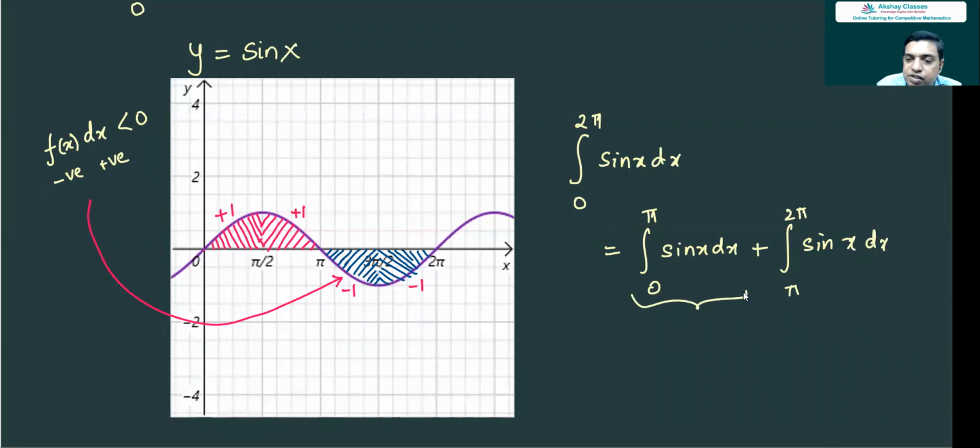So first portion is positive, you get +2. Second portion is negative, you get a -2, and the sum is 0. So when you say definite integral, it is the algebraic sum of areas. So this is also a very conceptual point. But when we have to find the area bounded by the curves, we have to take modulus. But if we have to find integrals, we have to take into consideration the sign.